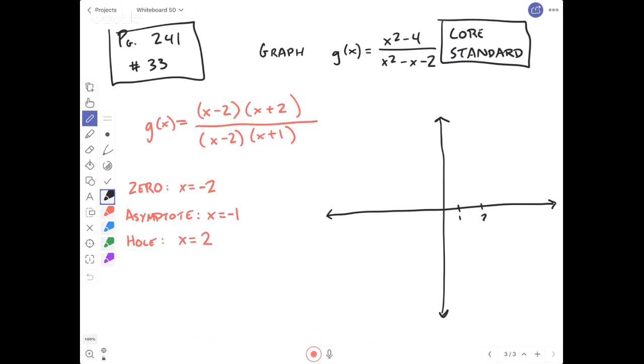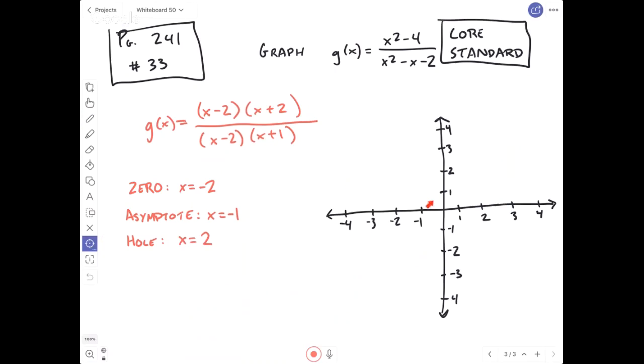1, 2, 3, 4, negative 1, negative 2, negative 3, negative 4, 1, 2, 3, 4, negative 1, negative 2, negative 3, negative 4. Okay.